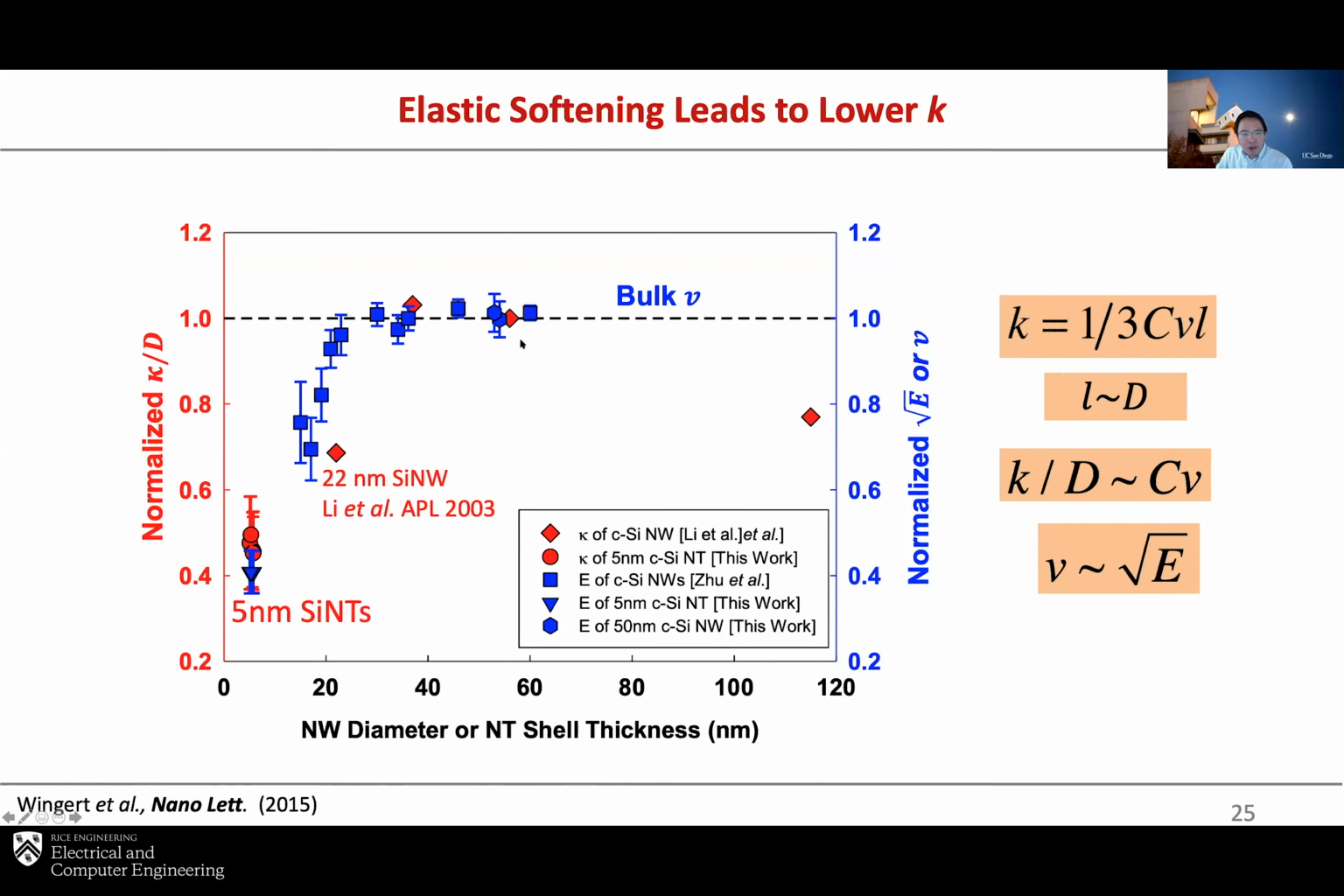So we can plot this normalized thermal conductivity over D, which is shown by these red symbols of the nanowires or nanotubes we measured. It's about half for this ratio compared to bulk silicon. On the other hand, if we also plot the square root of Young's modulus, which is also what we measured for both nanowires and nanotubes, shown by the blue symbols, you'll find it is also reduced by maybe 60% for the smallest nanotube. So they show a very nice correlation between the mechanical properties, in this case the square root of Young's modulus, and the K over D ratio. That really highlights the importance of this change in mechanical properties on thermal properties in this case.